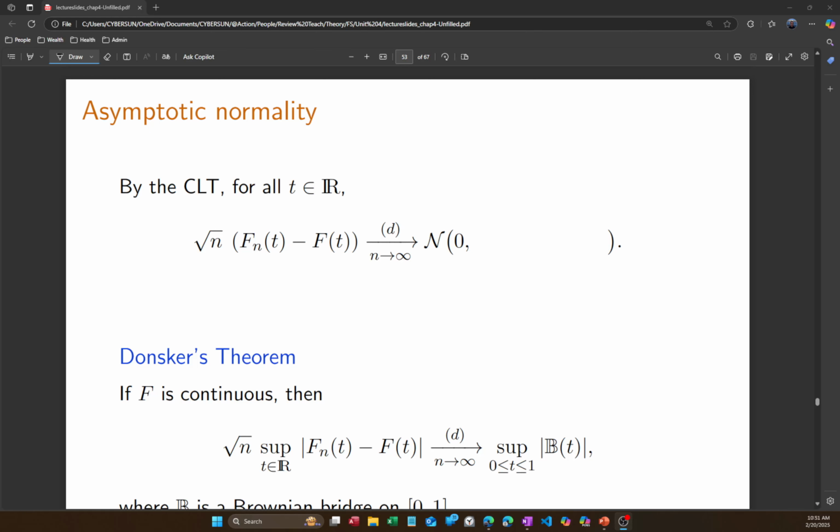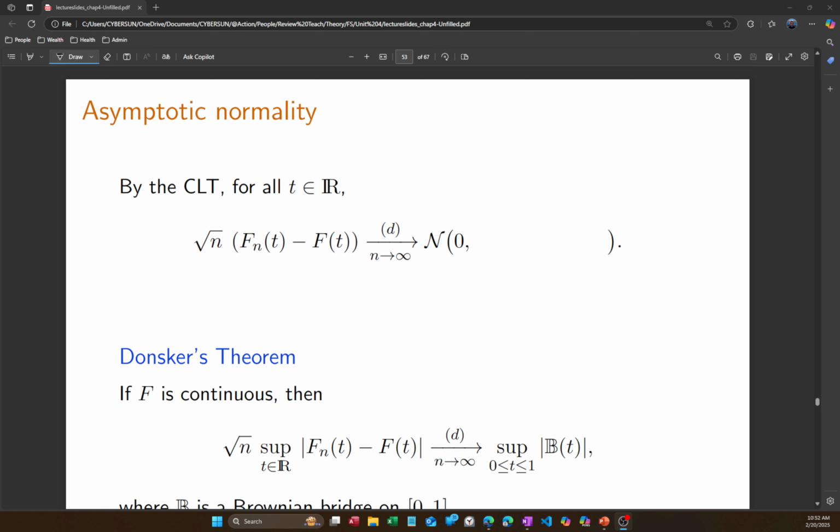Now, from the Glivenko-Cantelli theorem, we have a convergence. Not only is it a convergence, it's a uniform convergence. Initially, we have convergence, then uniform convergence is established by the Glivenko-Cantelli theorem. That's given. Now, let's discuss asymptotic normality.